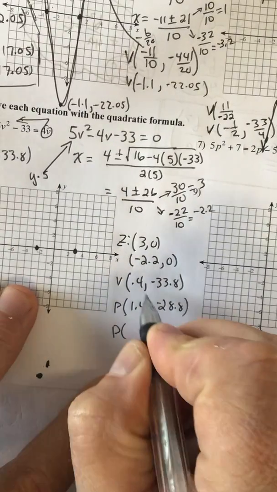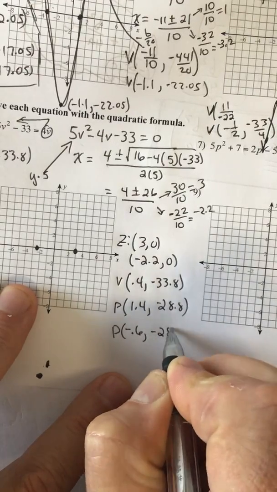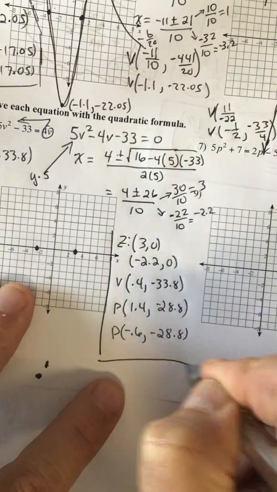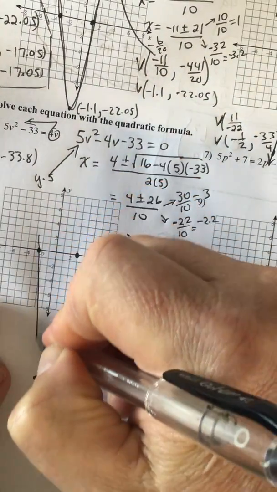And then if I go the other direction, 0.4 minus 1 is negative 0.6. That will also be at negative 28.8. Here's the 5 answers. And here's the graph.